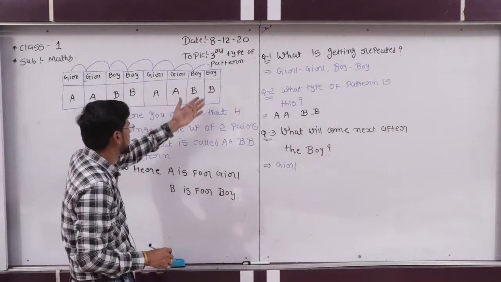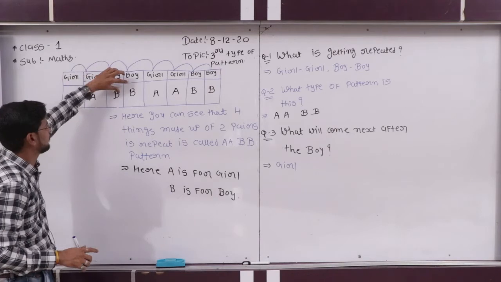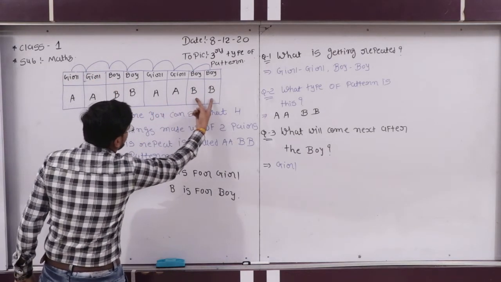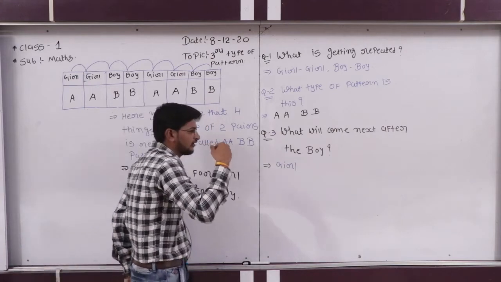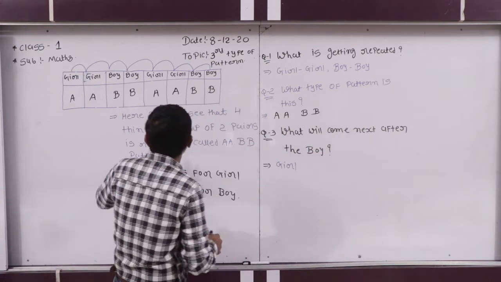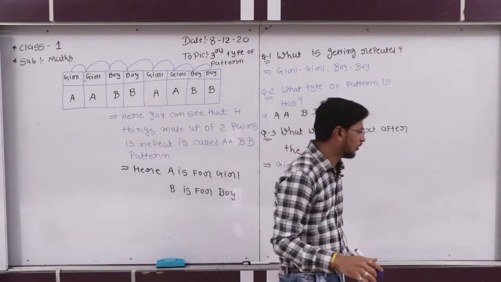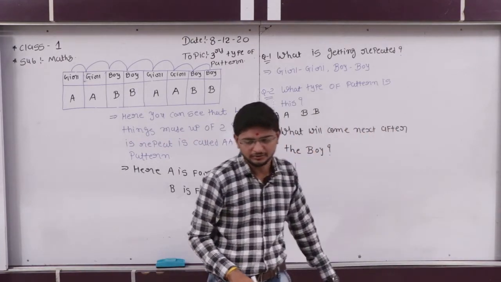Girl. In this pattern you can see here, first we take a girl, then a pair of a boy, once again a pair of a girl and a pair of a boy. Ahead we can see that after a boy we can take one more pair of a girl. So our answer is here girl, right?